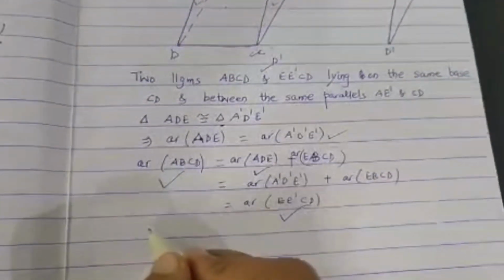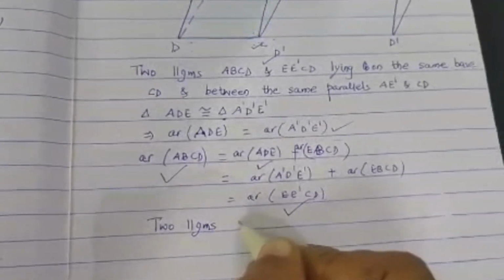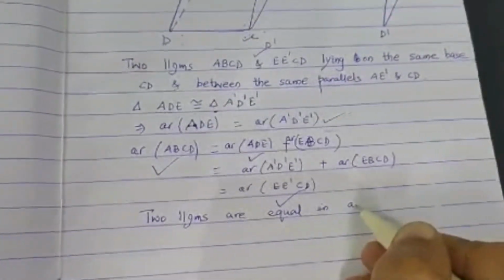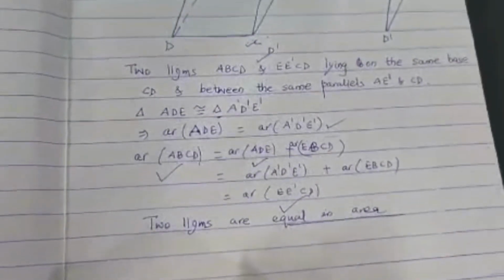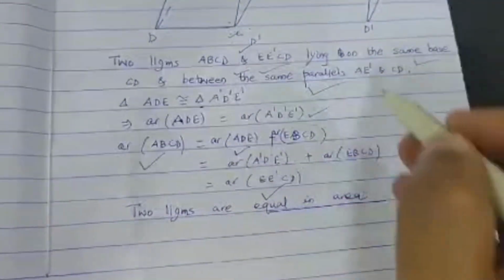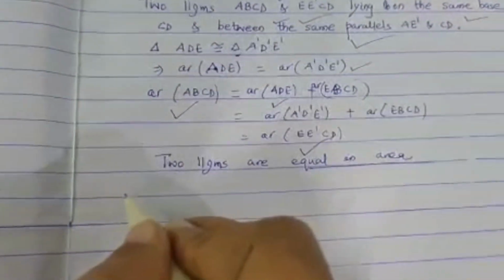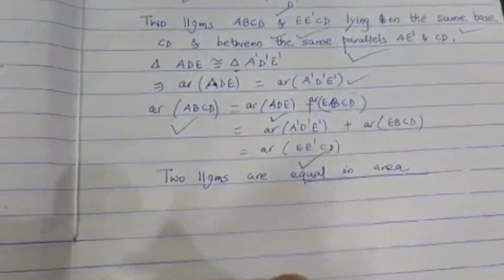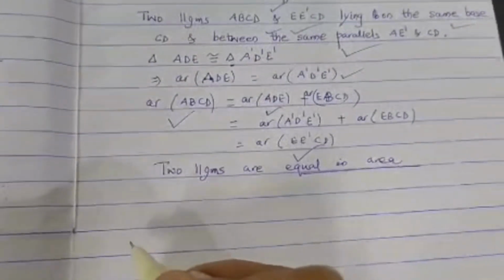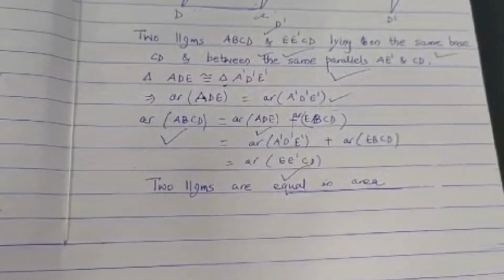Two parallelograms are equal in area, and these two parallelograms are lying on the same base and between the same parallels. So from here we have got our theorem. The theorem is that parallelograms on the same base and between the same parallels are equal in area. So we will prove that theorem. Let's move on to that theorem now.